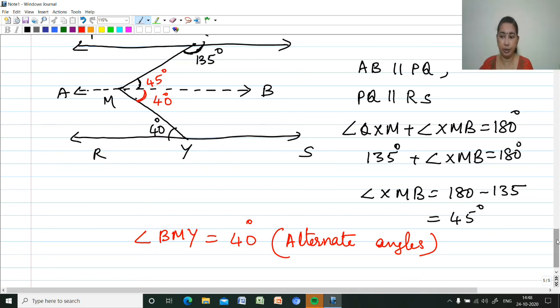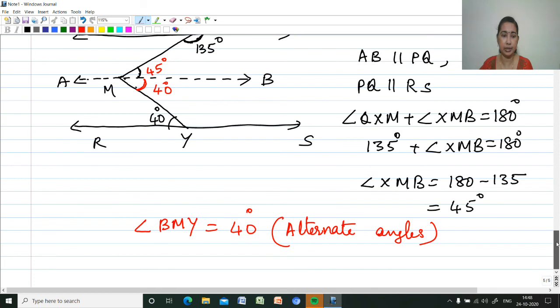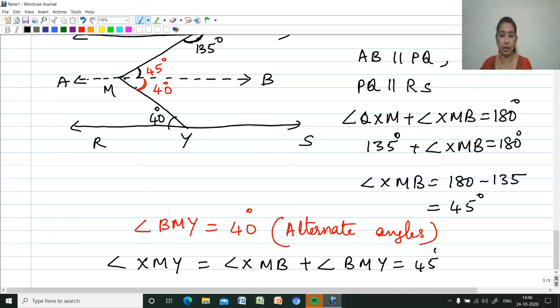Now we have to find the total angle, that is angle XMY. XMY is equal to angle XMB plus angle BMY. XMB is 45 degrees and BMY is 40 degrees. Adding both, we are getting 85 degrees.